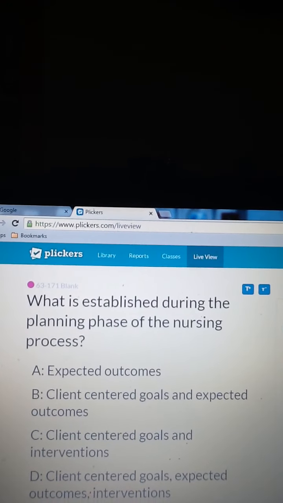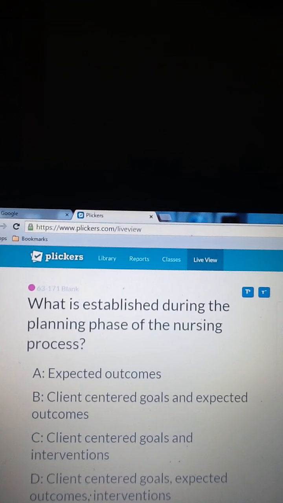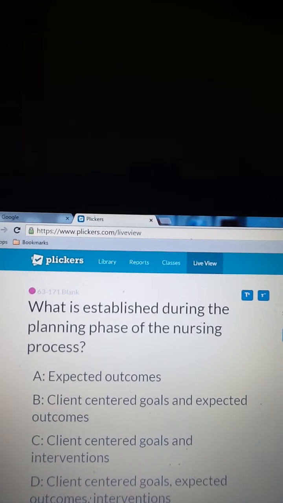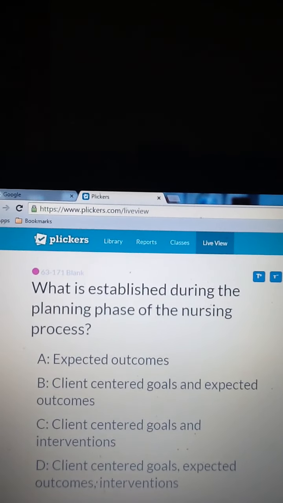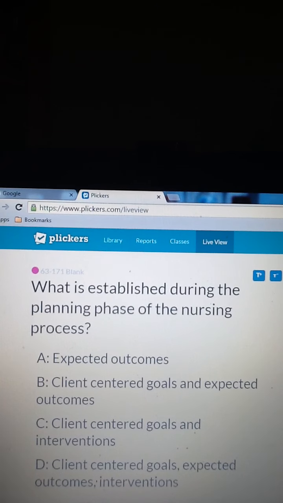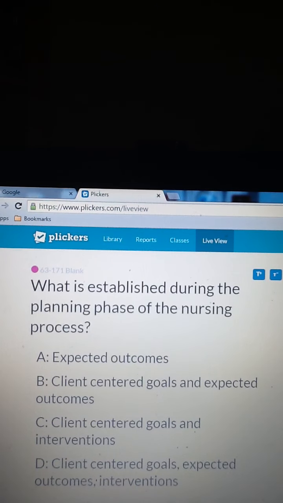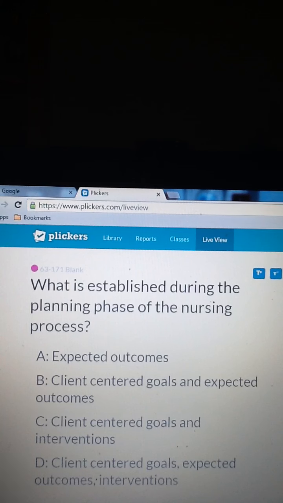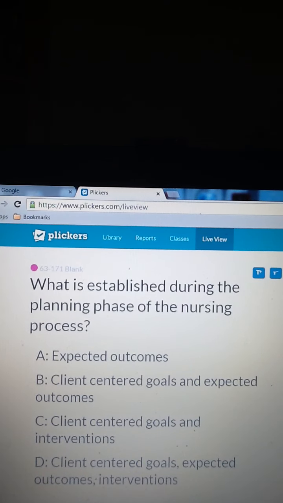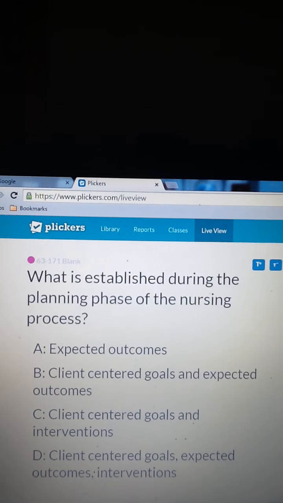What is established during the planning phase of the nursing process? A, expected outcomes. B, client-centered goals and expected outcomes. C, client-centered goals and interventions. Or D, client-centered goals, expected outcomes, interventions. And the answer to this is D.